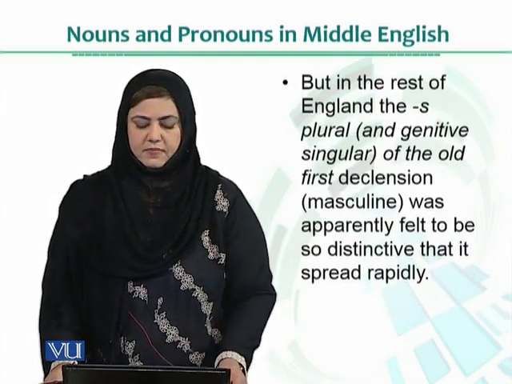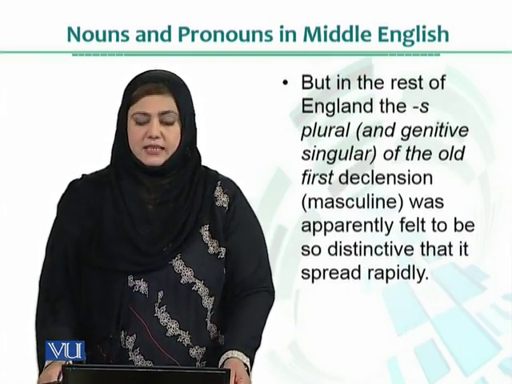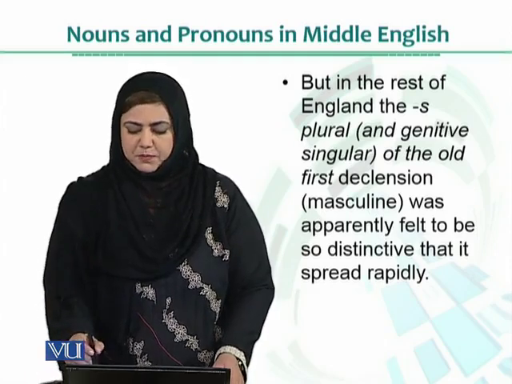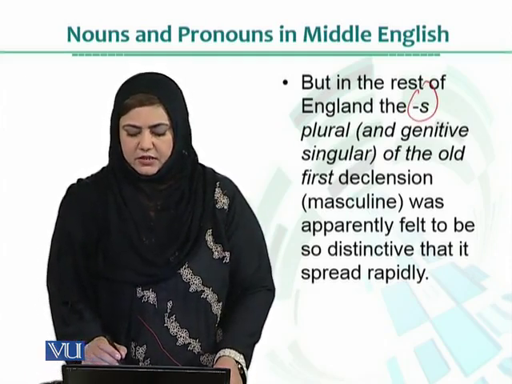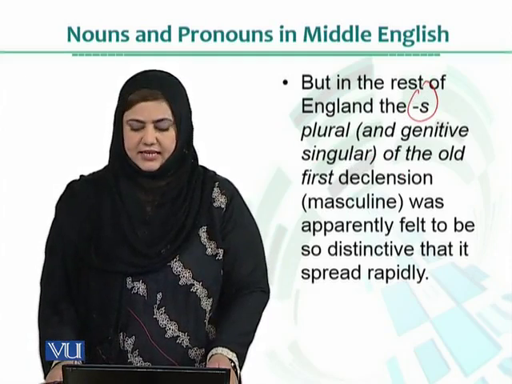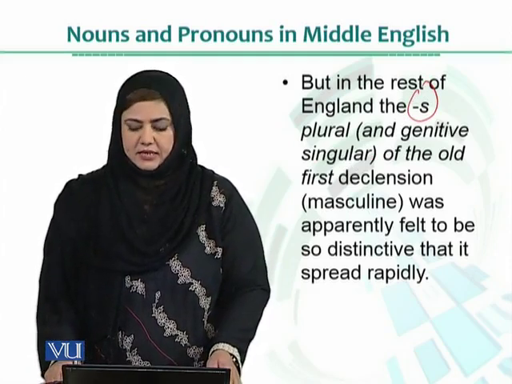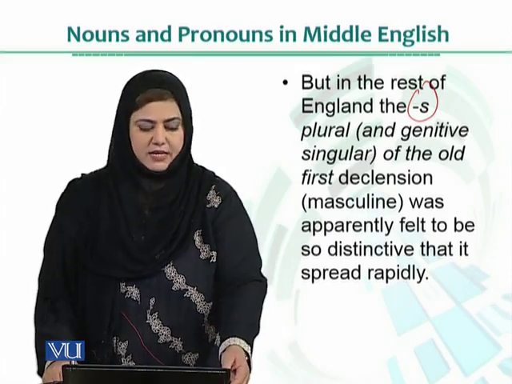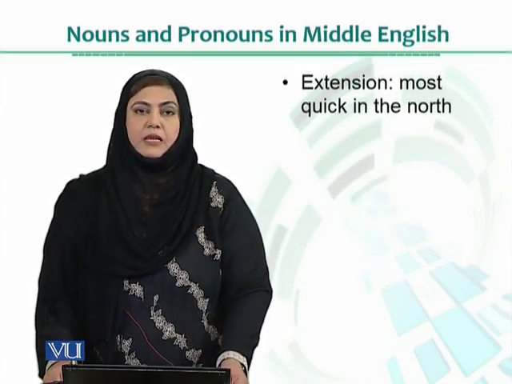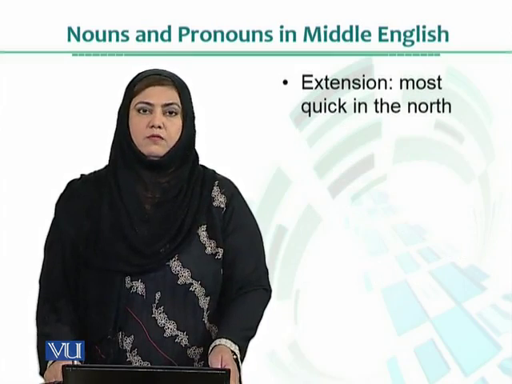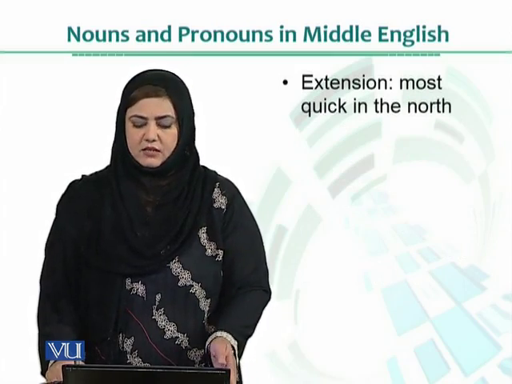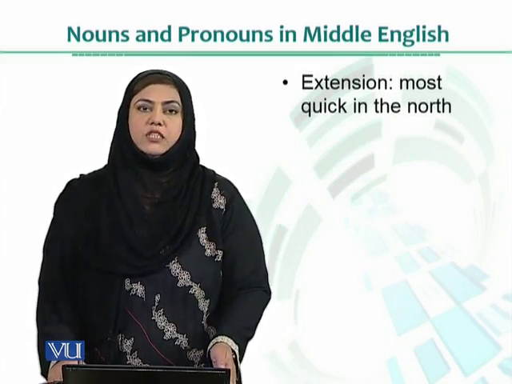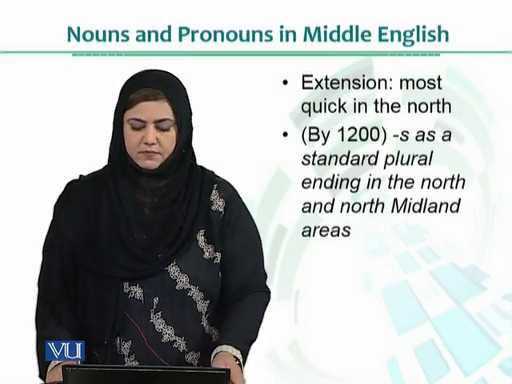However, in the rest of England, this S plural and genitive singular of the old first declension masculine was apparently felt to be so distinctive that it spread very, very rapidly. What was the dimension of this extension? It was quickest in the north.